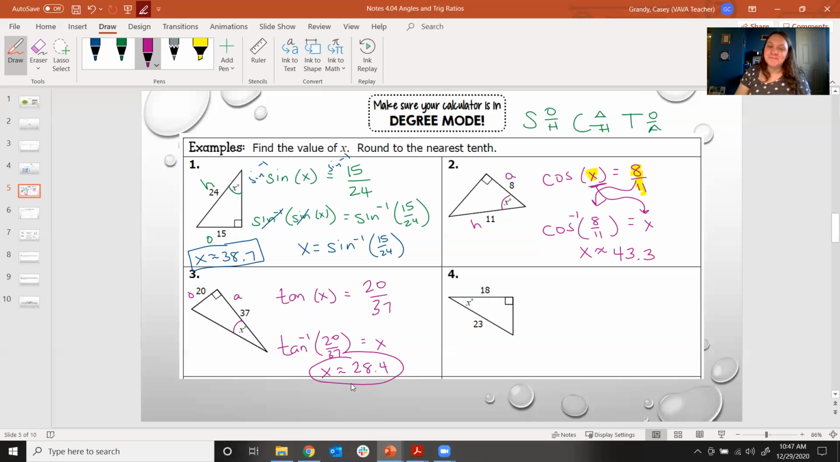Try number 4. Put an arc on your angle, label your 18 and 23, decide if you're using sine, cosine, or tangent, and then use your inverse to find the measure of angle x. Do that now.